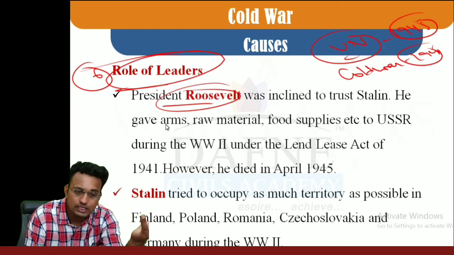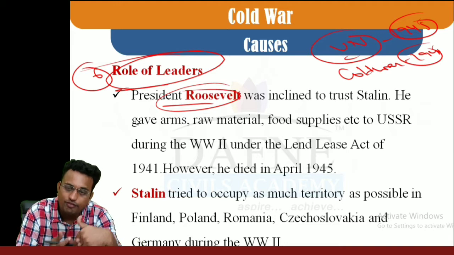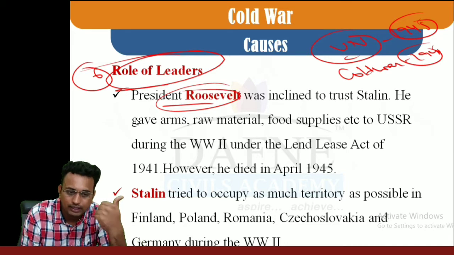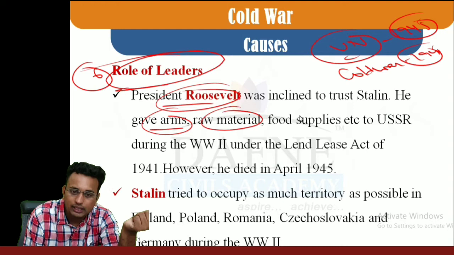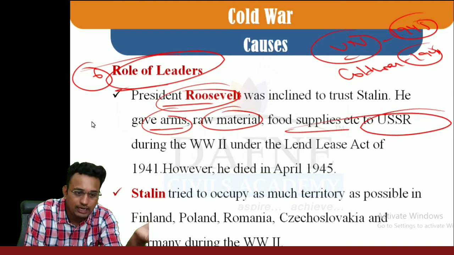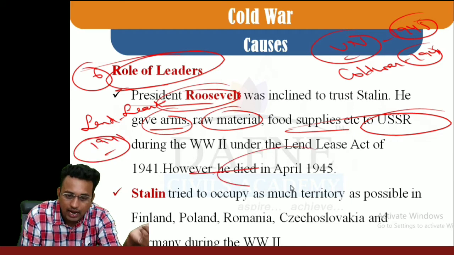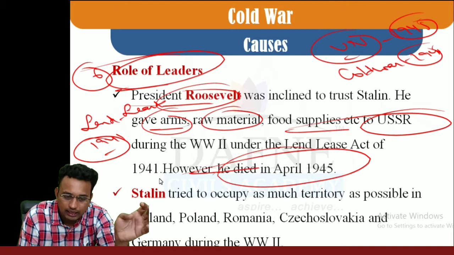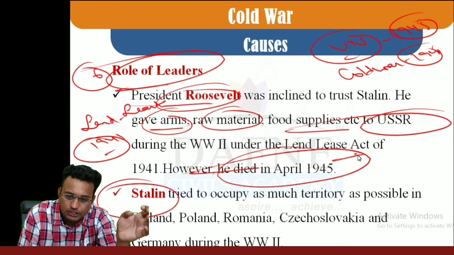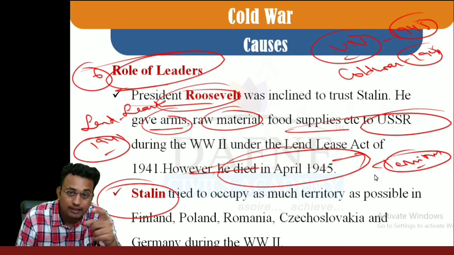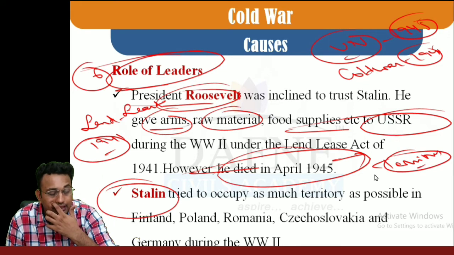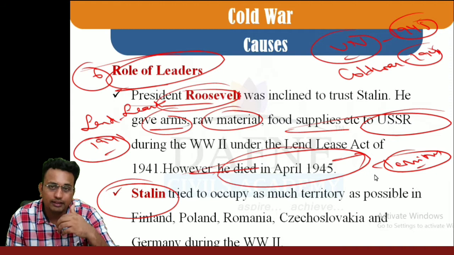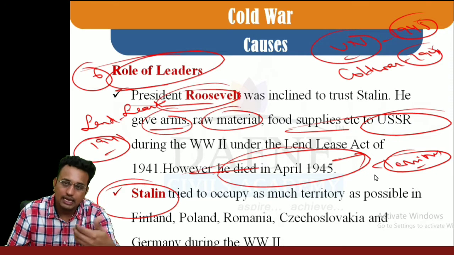You can see that from the Lend-Lease Act, where the US gave weapons to Russia. He gave arms, raw material, and food supplies under the Lend-Lease Act, 1941. But after his death in 1945, things changed. Tense relations slowly developed. One reason the later US presidents changed their mindset is that Stalin's intention also changed.